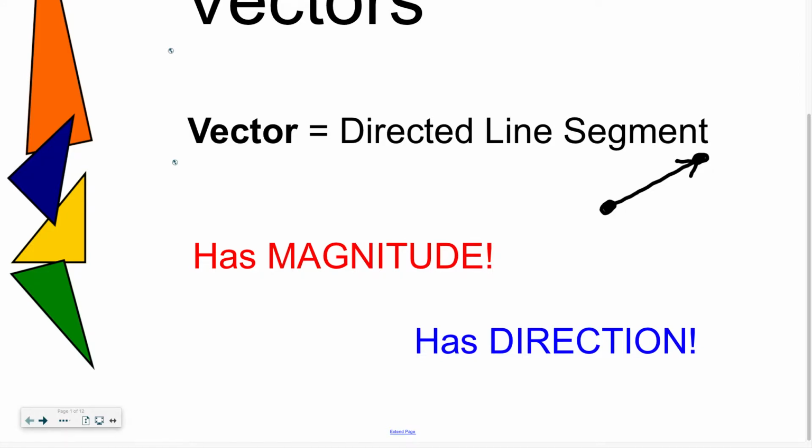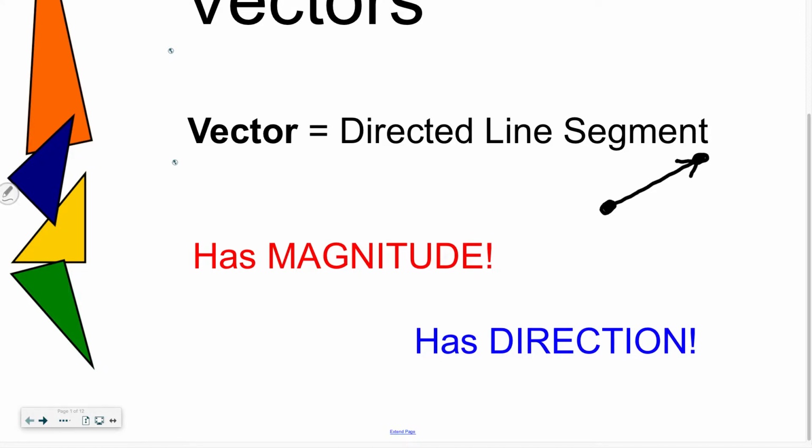But don't think about it like a ray in geometry. A ray with an arrow out there would keep going forever. This is a line segment, so it actually stops right there at that end point. So does anybody know what the phrase magnitude means? Magnitude represents size. Okay, it's the size of the vector.